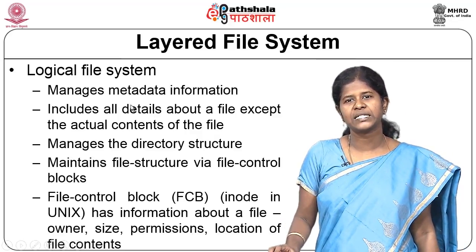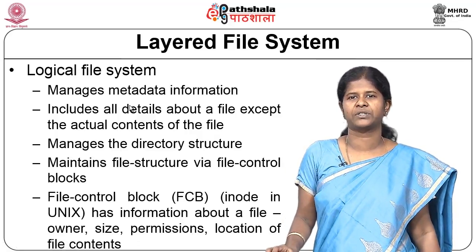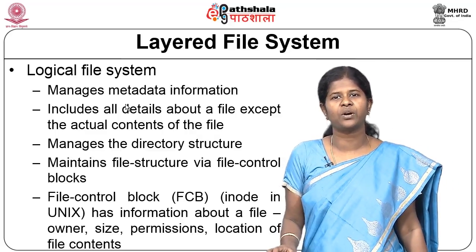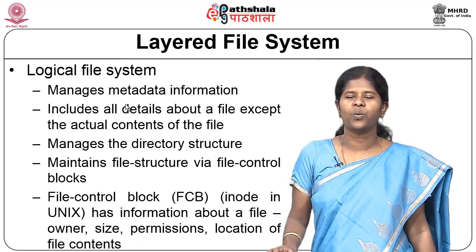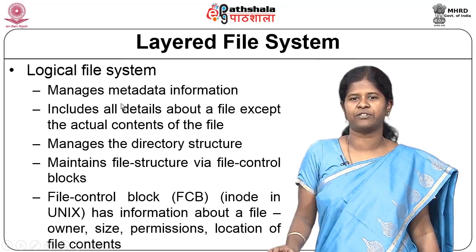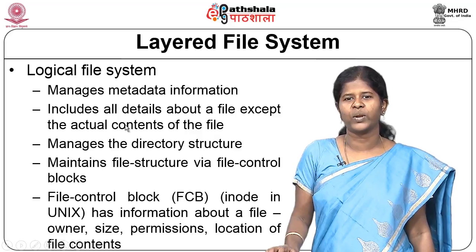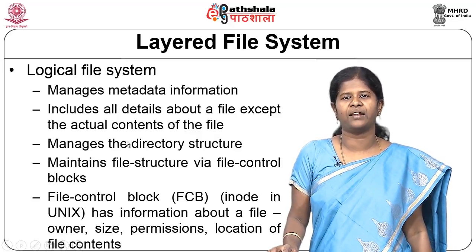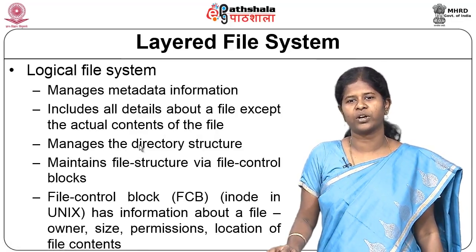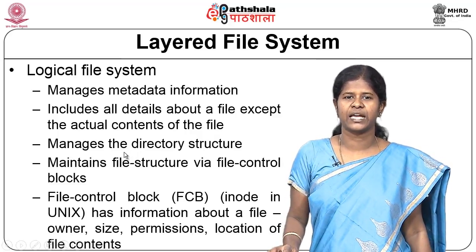Then it maintains the directory structure, that is in this particular directory which are all the files that are kept, that kind of a directory structure is maintained, and it will maintain information about the files which is called the file structure through a file control block, and this file control block will have all this metadata information. So, this file control block is called an inode in Unix. It has got information about a file like the owner of the file, size of the file, the time when it was last accessed, when it was modified, the access permissions for the file, the location of the file's contents, and so on.